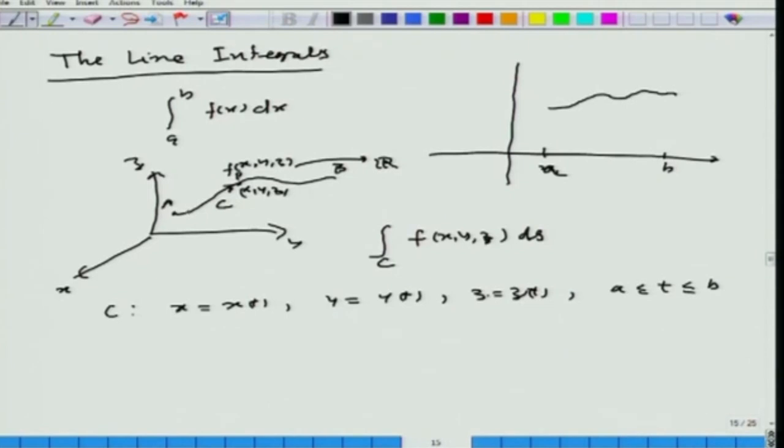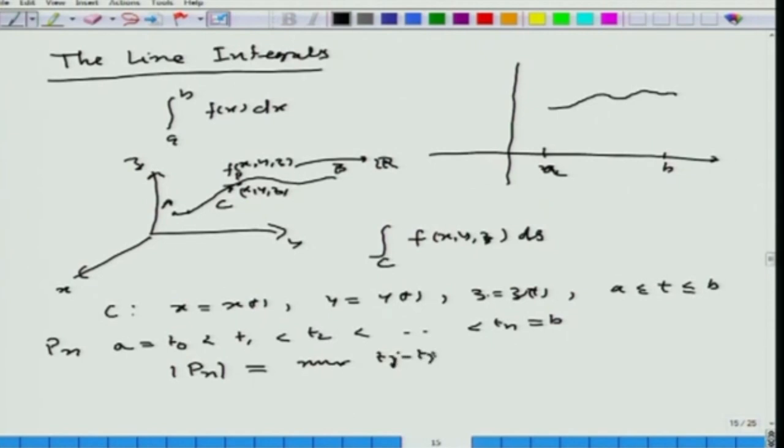Then if you partition this curve, that is, you partition the interval a equal to t 0 less than t 1 less than t 2 and so on, up to t n which is b, this is the partition P n. The magnitude of the partition is defined as the maximum of t j minus t j minus 1, where j is from 1 to n.